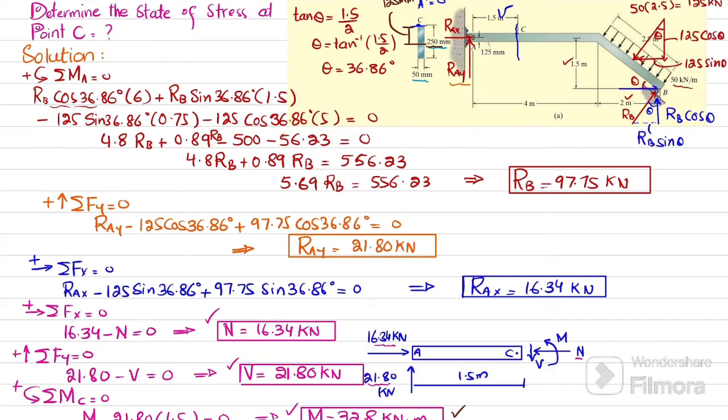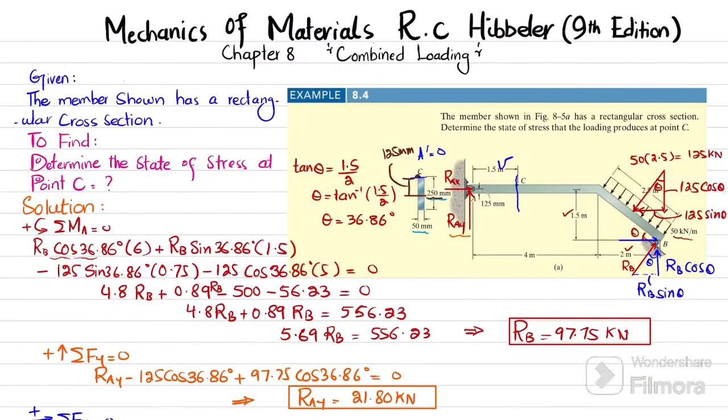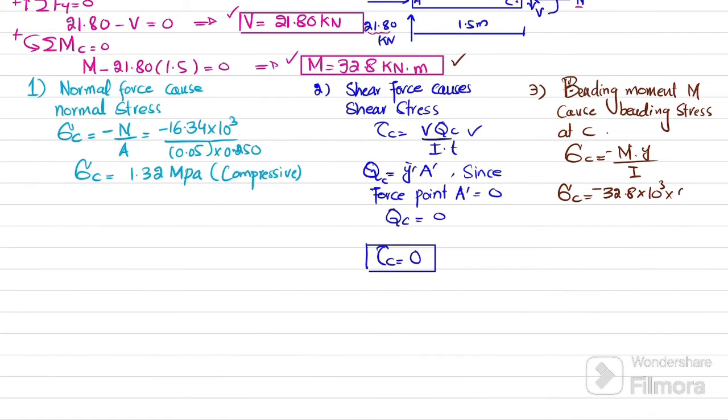So Y is equal to C. This is your point C. So Y will be equal to 0.125, divided by I. For a rectangular section, I is equal to 1 over 12 times breadth 0.05 times height 250 millimeter, which is 0.250, cubed. When you solve this, you will get a negative value, which will be 63.16 megapascal. That will be negative, but if you remove the negative sign, it means that the bending stress will be compressive.